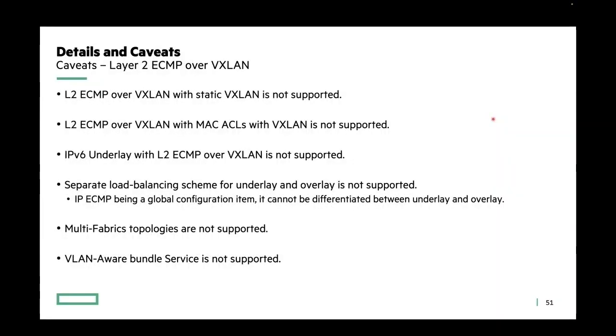On the layer 2 ECMP over VXLAN side, layer 2 ECMP over VXLAN with static VXLAN is not supported, as well as with MAC ACL with VXLAN. IPv6 underlay with layer 2 ECMP over VXLAN is not supported as well. We do not have separate load balancing schemes for underlay and overlay, because ECMP is a global configuration item, so we cannot differentiate between underlay and overlay. And finally, multi-fabric topologies are not supported, and VLAN over bundle is not supported as well.